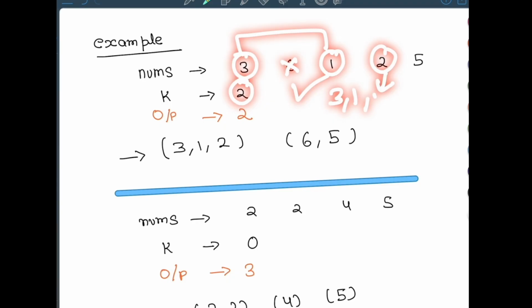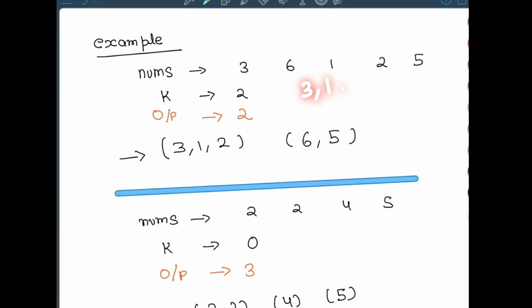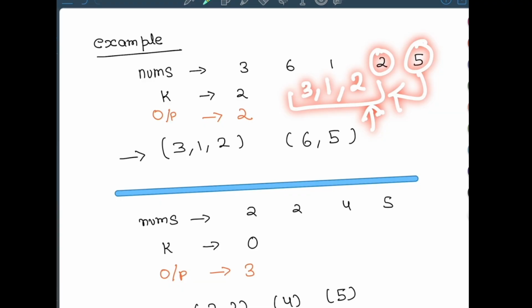Yes, it can be a part of it because right now the group is 3, 1. If 2 is added to the group, 2 is not the maximum, not the minimum. So the difference between max and minimum element will be the same. What about 5? When 5 is added to the group, 5 becomes the max and 1 is the min. The difference is 4. It cannot be in the same group.